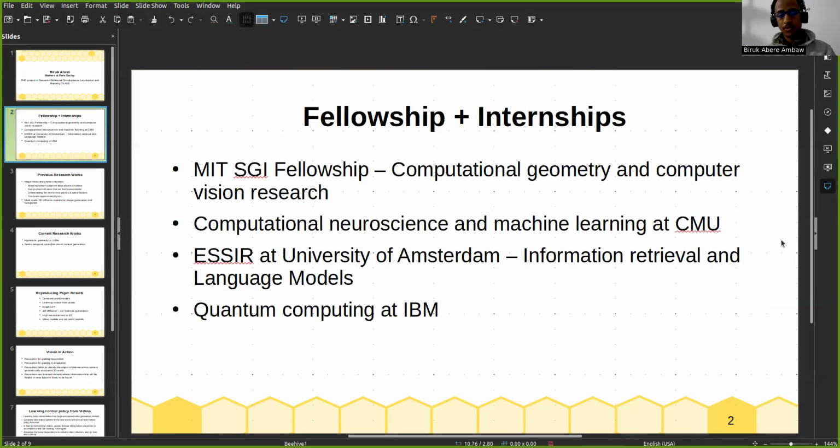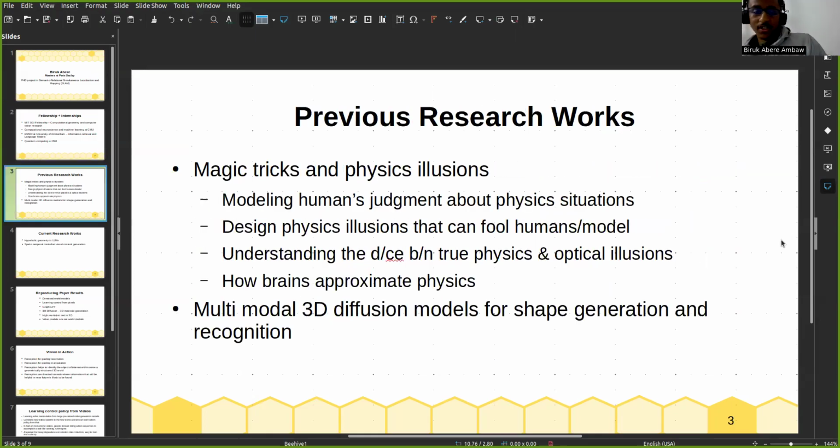During my bachelor's, I was a fellow and intern at several places, like MIT for computer vision research in computational geometry, a program called Sven Kamina at Carnegie Mellon University for neuroscience, SSI at the University of Amsterdam about information retrieval and language modeling, and IBM in 2019 for quantum computing. So, what about previous research works?